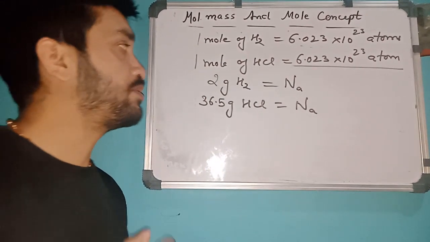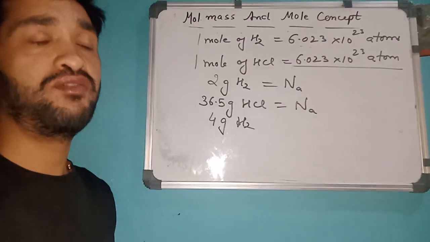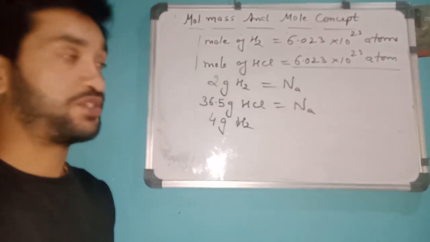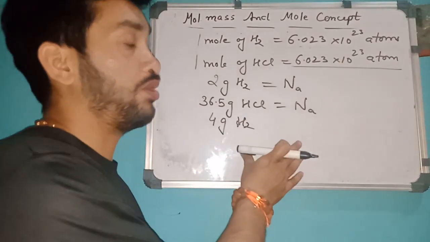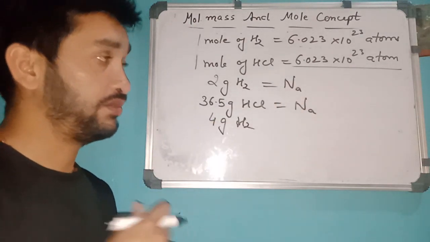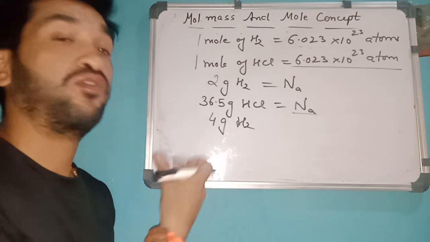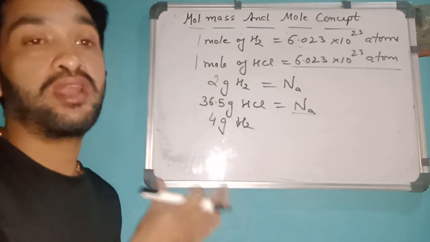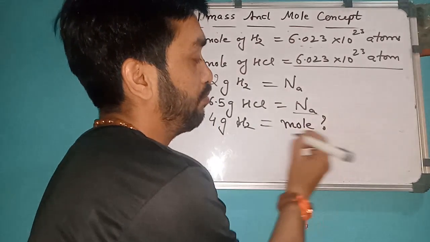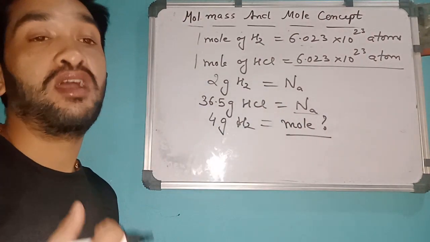So if someone says that you have 4 gram hydrogen present somewhere, tell us how many atoms will be present there. For knowing atoms, you should know how many moles there are, because you already know that 1 mole is equal to Na. But they are asking how many atoms will be there in 4 gram of H2. So for calculating the number of atoms in 4 gram H2, you should know the number of moles, so that we can convert it into terms of Avogadro's number.